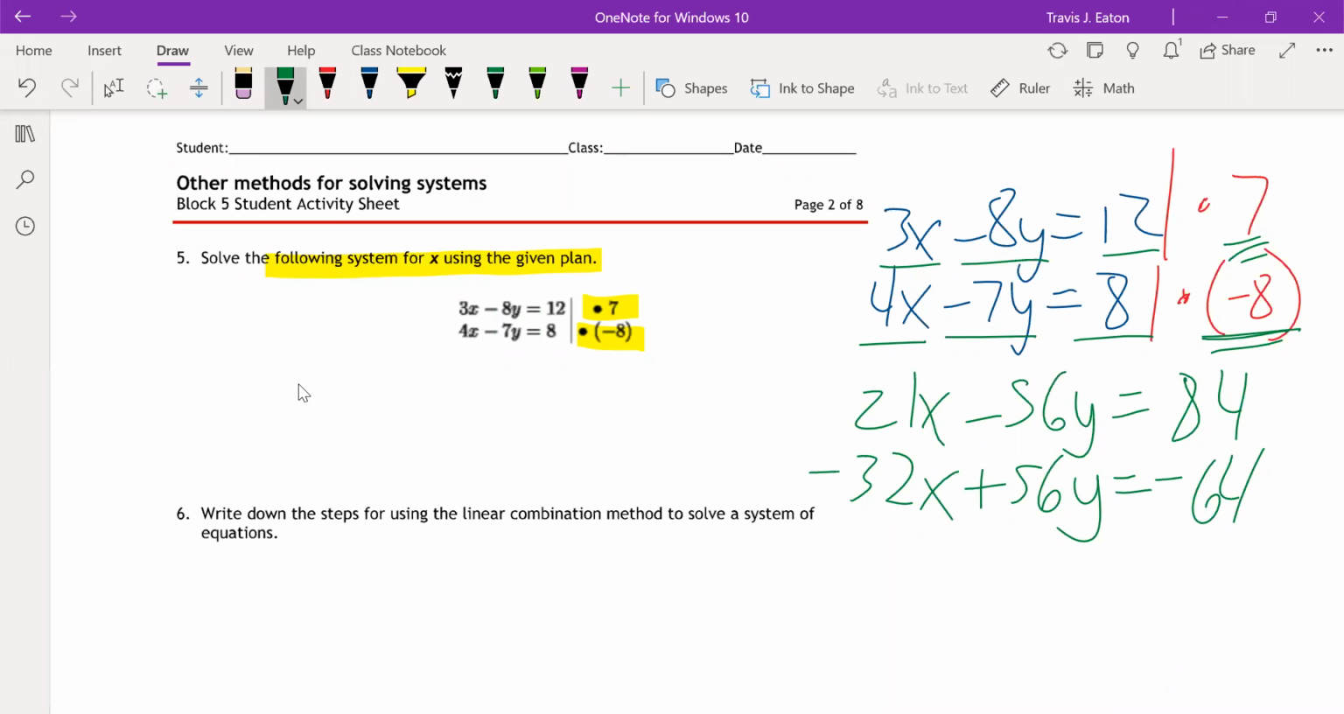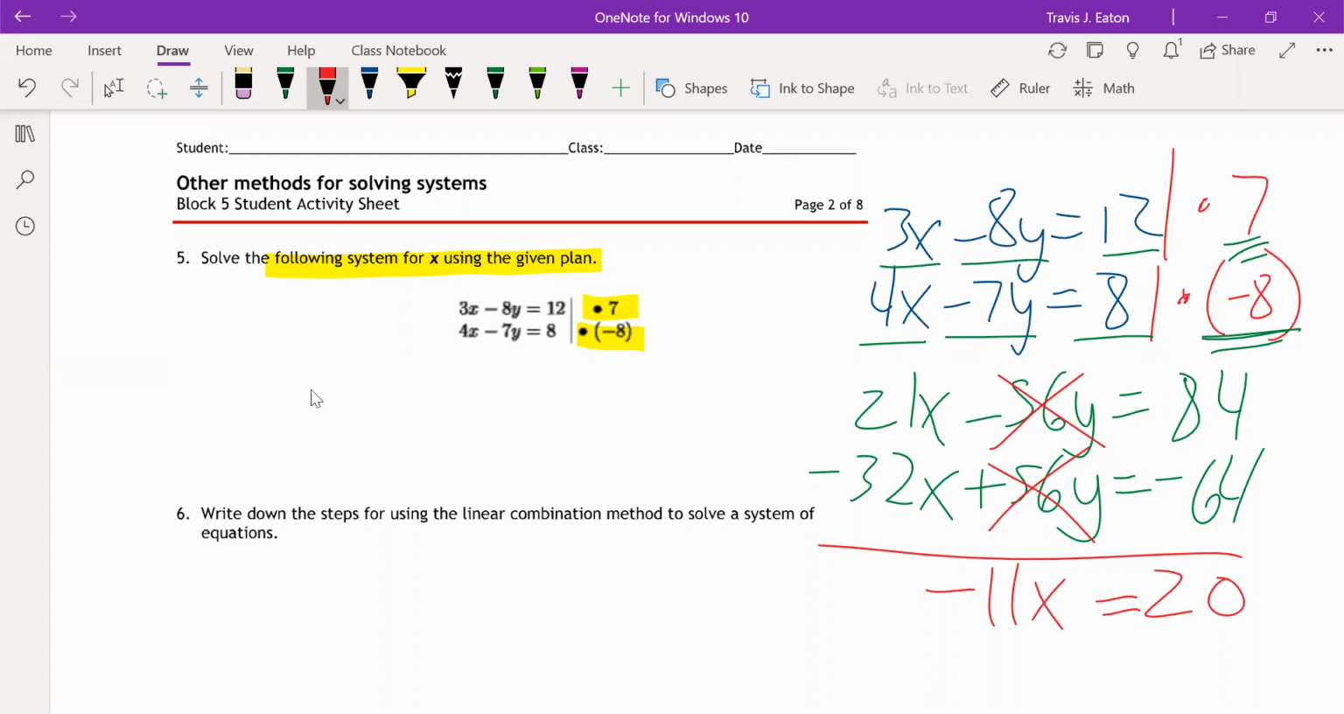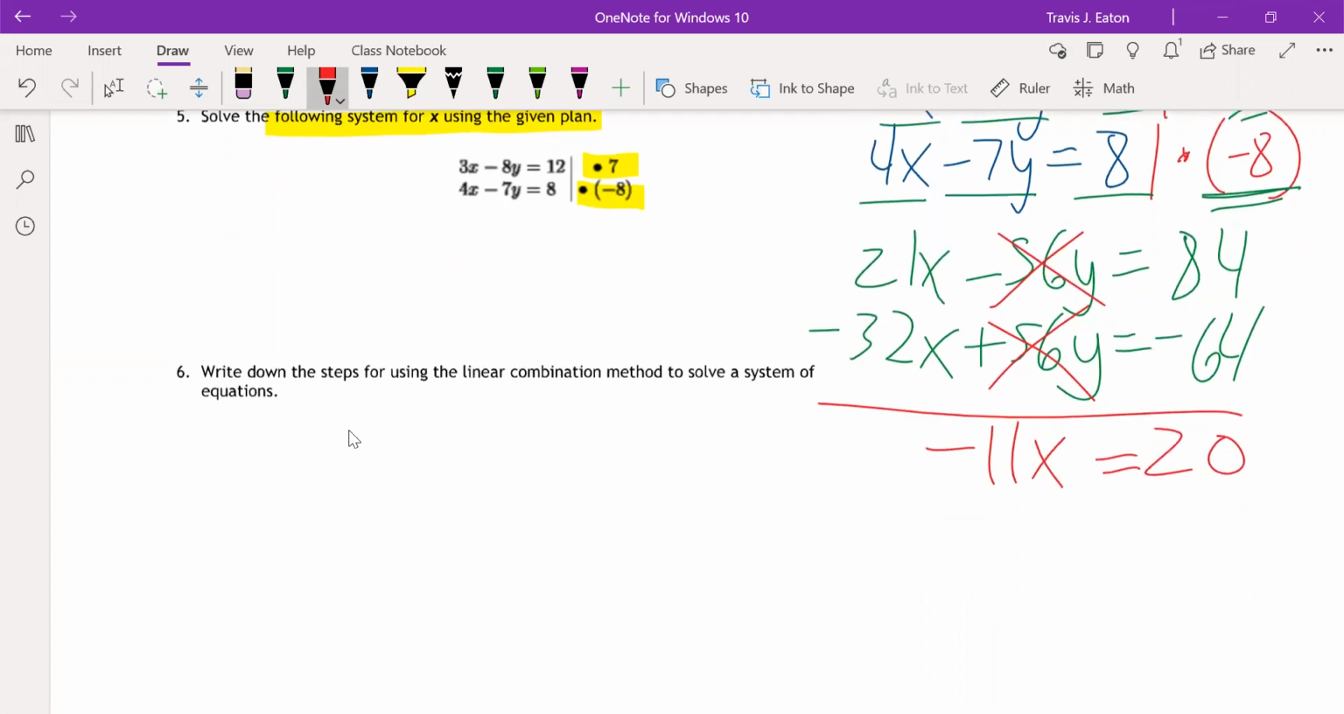Okay. So now, here we are. They've been rewritten. And check this out. When we go to combine these, negative 56y and positive 56y cancel each other out, so that my 21x and my negative 32x can be combined to make negative 11x. And 84 combined with negative 64 is positive 20. Now, I can solve for x by dividing by negative 11 on both sides. Negative 11 and negative 11.